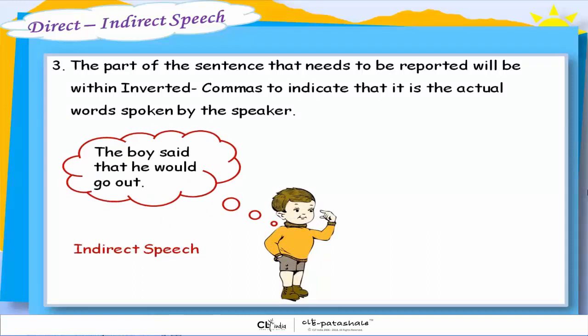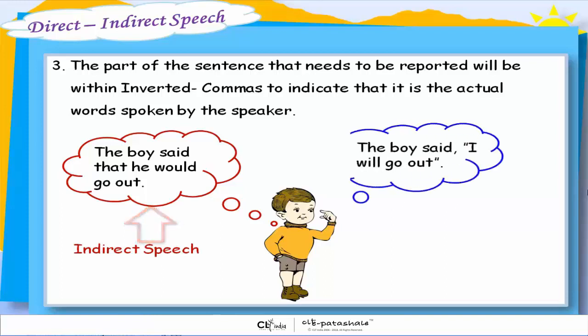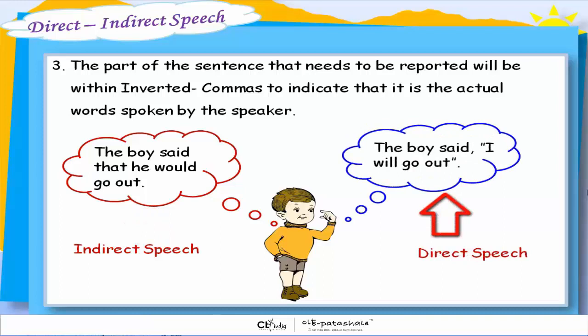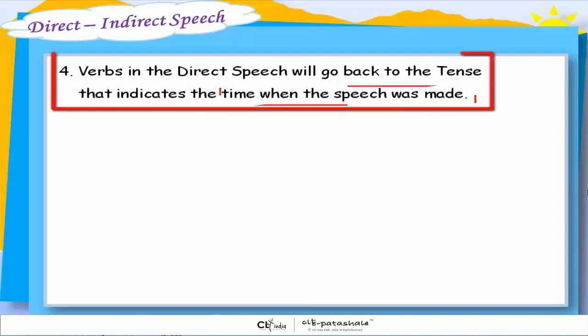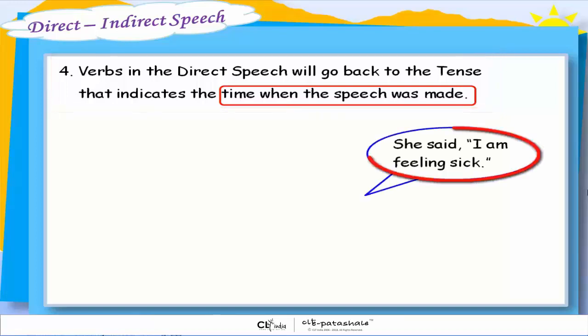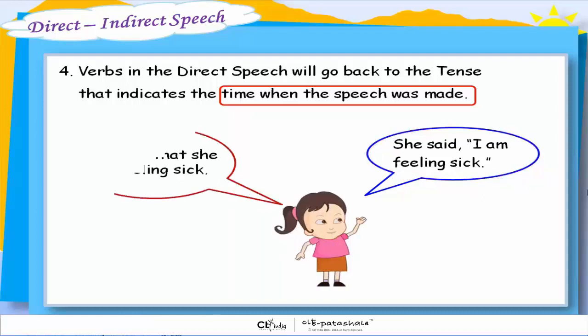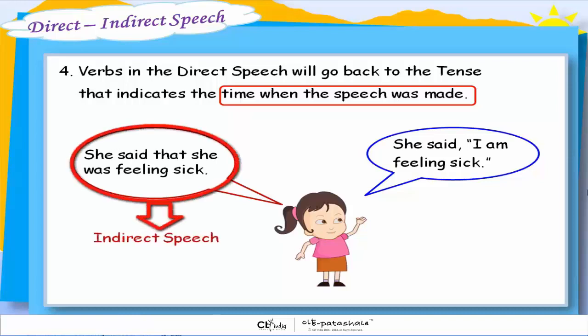Let's look at this sentence, which is in the indirect speech form. The boy said that he would go out. And now let's look at the direct speech. The boy said, comma, inverted commas, I will go out. Close the inverted commas with a full stop. Verbs in the direct speech will go back to the tense that indicates the time when the speech was made. For example, she said, I am feeling sick. She said that she was feeling sick. This is the indirect speech.